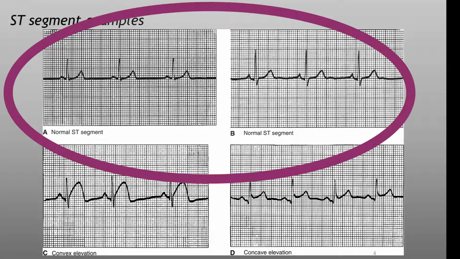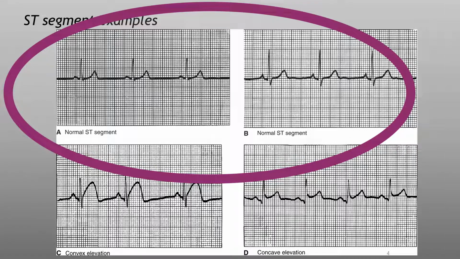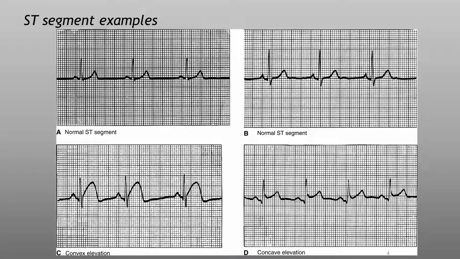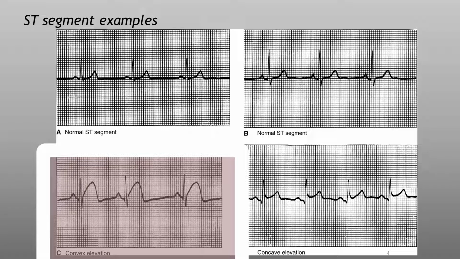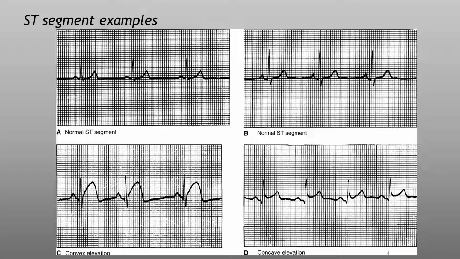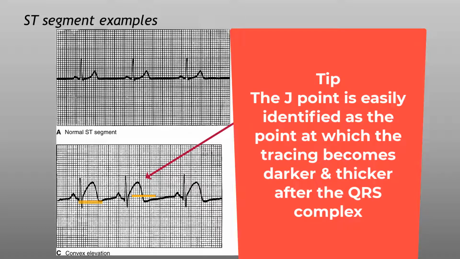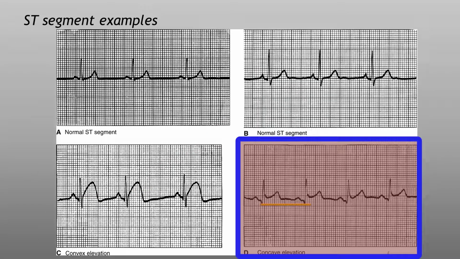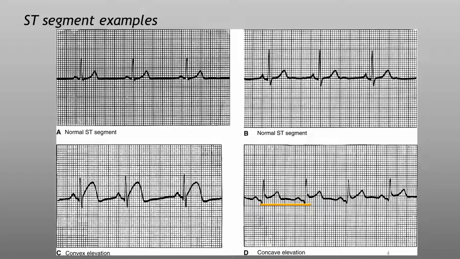Notice that in frame A and frame B, there are normal ST segments, as evidenced by the J point being on the same plane as the PR segment. If we take a look at frame C, it shows convex elevation. Note that the J point is above the PR segment or the baseline, and therefore this is an elevated ST segment. Likewise, in frame D, the J point is clearly above the baseline, and there is a pattern of concavity of that elevation.